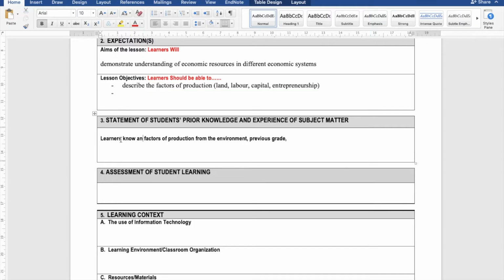Know or have seen factors of production from the environment, or they've learned it from the previous grade, or from their homes, or from their community, or from their society, or just their own general understanding. So you just put a statement on what you think learners already know about that topic. Right. Then you come to the assessment of the learner.